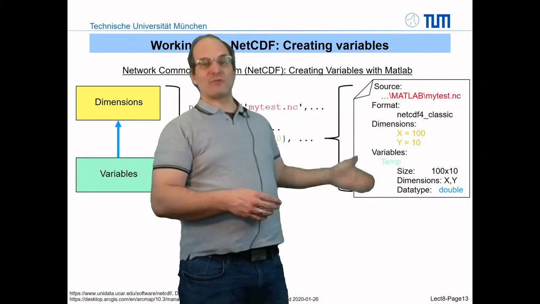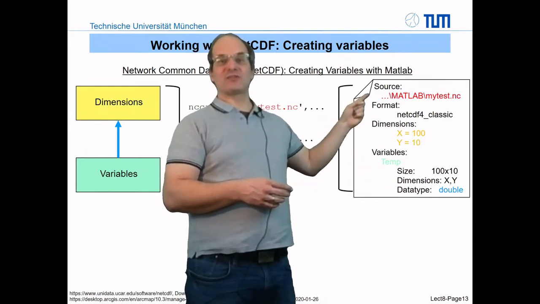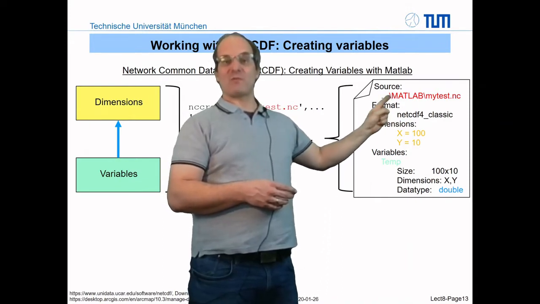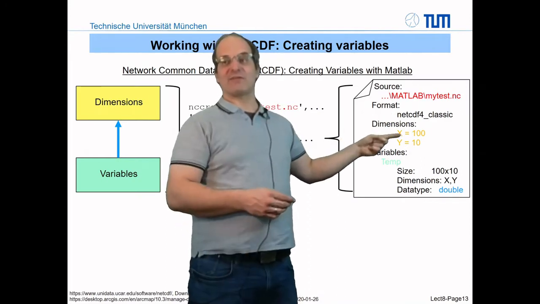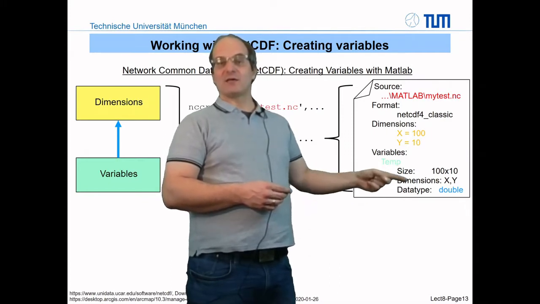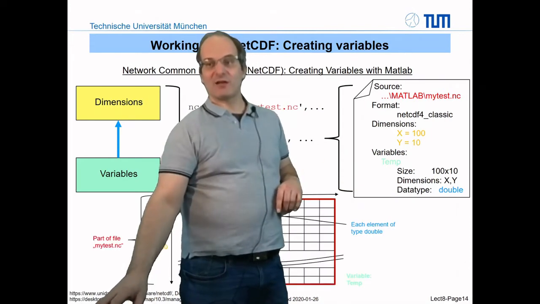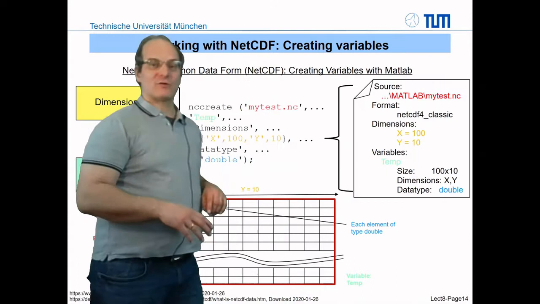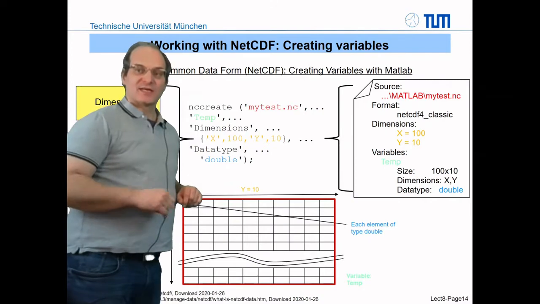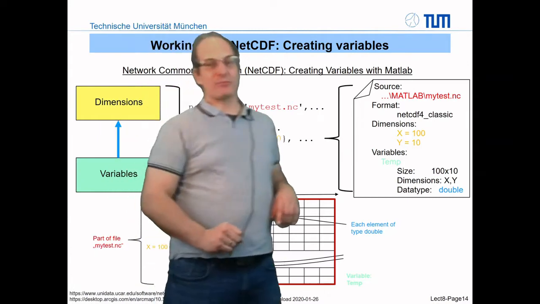So if you read the content or the description of this file with a special function, then you will see that the source is my test nc. The format is a special format in NetCDF. There are different versions of NetCDF. The dimensions are x and y, and you have the variable temp with this size using this dimension and this data type. So let's have a closer look into this. What do you have now? You have now a matrix with x cross y elements. It's called temp in the NetCDF file, and each element is of type double.